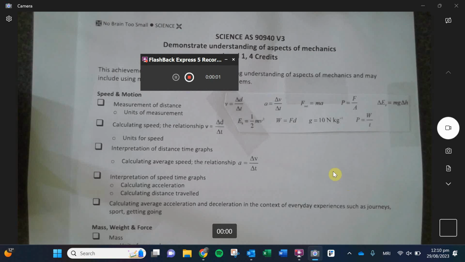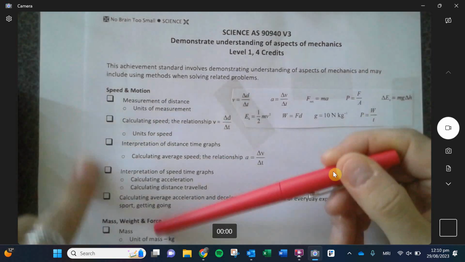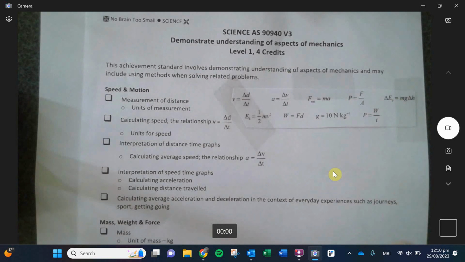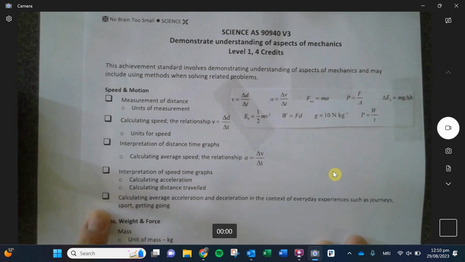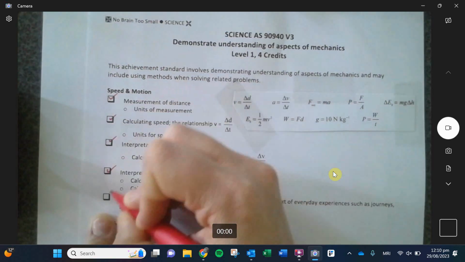Cool. All right, mechanics kids, let's talk about what we've covered so far and what we're looking at today. So we've covered all of the speed and motion off of our checklist in our last lesson. So yeah, the question itself covered it. Because remember, we went through one of those exam questions. And with that exam question, we did all of the ones that were here. So all those are ticked off.